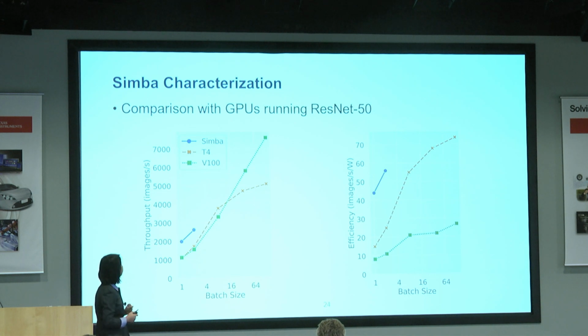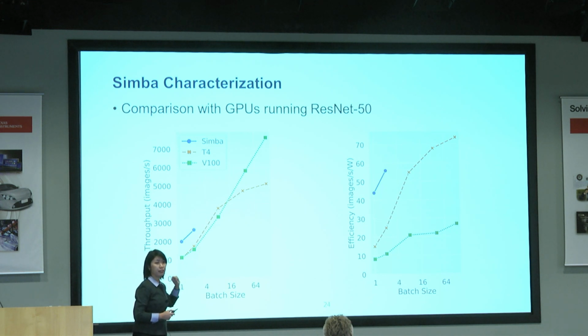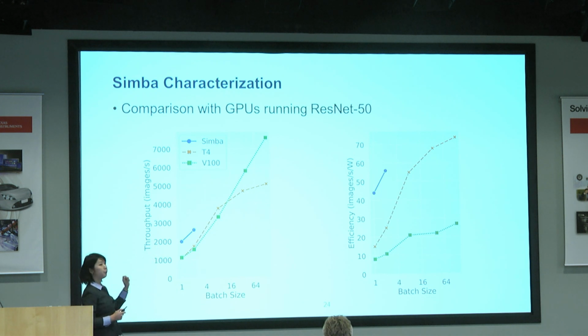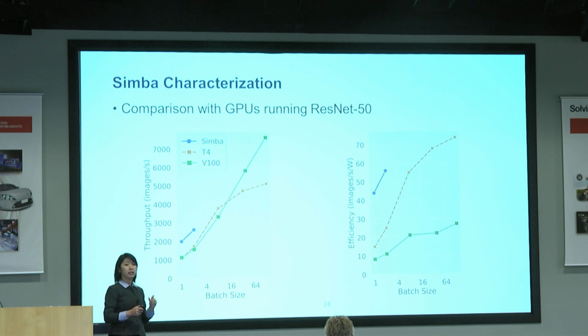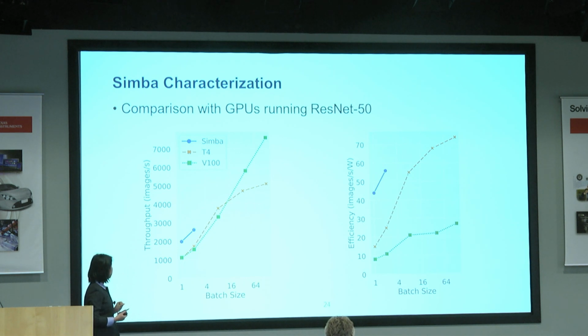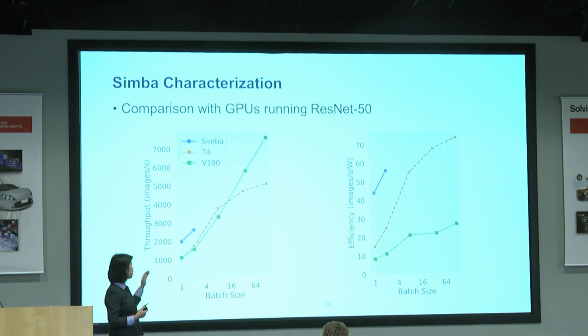First, we compare our Simba package with GPUs for both performance, or throughput, on the left and energy efficiency on the right. Here we selected two GPUs. One is the V100, which is one of the most powerful GPUs these days, and also the T4, which is a GPU tailored for data center inference. When we run ResNet with low batch size on Simba, we get almost 2x better throughput compared to V100 and T4. And looking at energy efficiency, we can achieve up to more than 3x better energy efficiency compared to V100, and 2.6x better energy efficiency compared to T4.